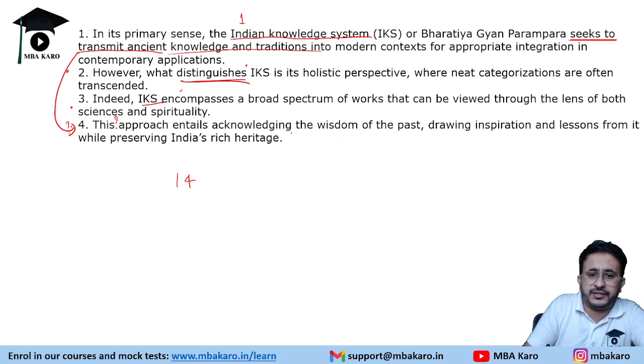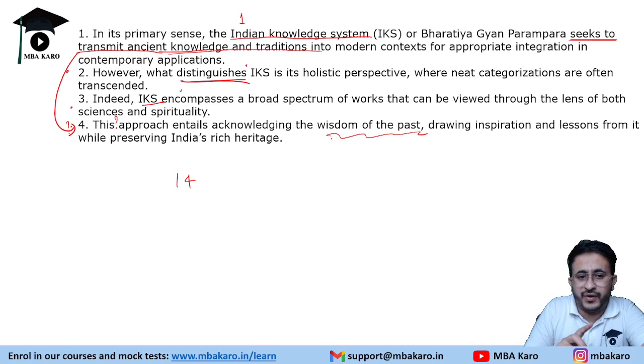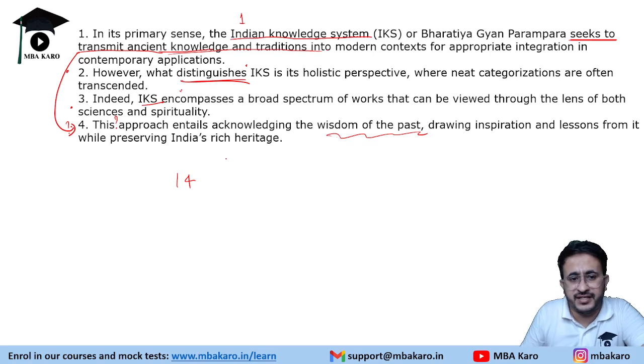Knowledge acquiring, acknowledging the wisdom of the past. So it is talking about knowledge of the past. पास्ट की नॉलेज प्रेजेंट कॉन्टेक्स्ट में यूज कर रहे हैं. सो दैट इज द लिंक हियर. सो 1 and 4 आर लिंक. Drawing inspiration and lessons from it while preserving India's rich heritage.